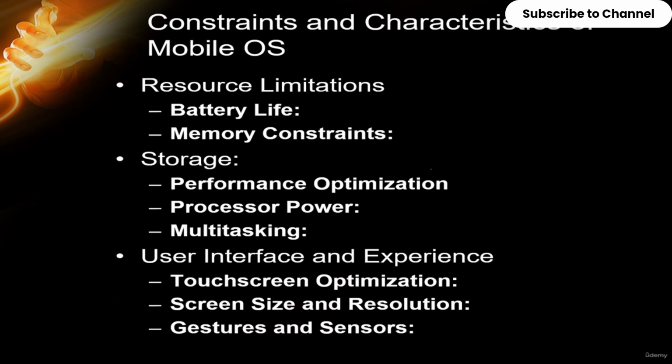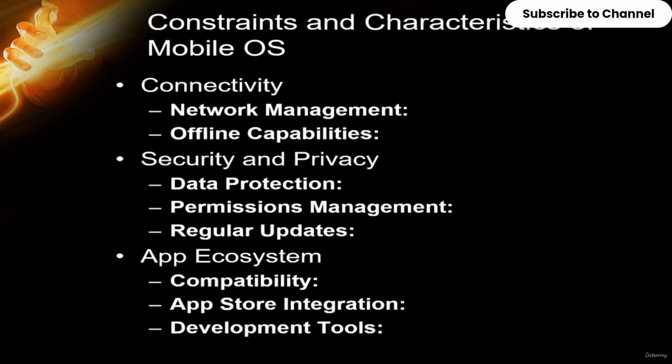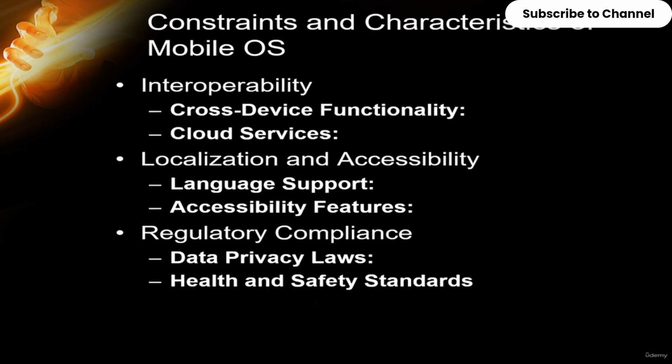Then finally, cross device compatibility should be there. Many mobile operating systems are designed to work across different devices like smartphones, tablets, wearables, and smart home devices, ensuring a consistent user experience and seamless data synchronization. So all these constraints should be taken care of with proper functionalities of the mobile operating system, which ensures they meet the needs of the mobile users. So these are interoperability, localization, and regulatory compliance, privacy laws.